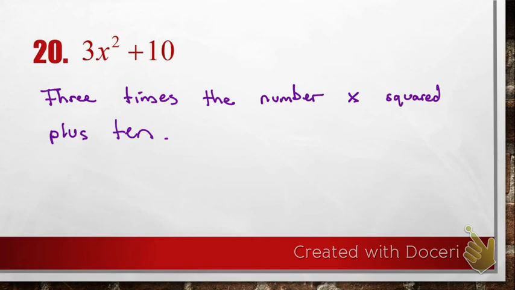There's also other options to write it. You could write the sum of 3 times the number x squared, or you could have written the product of 3 and a number x squared plus 10. There are so many different variations you can write. It's just up to you as long as you're spelling it out correctly.